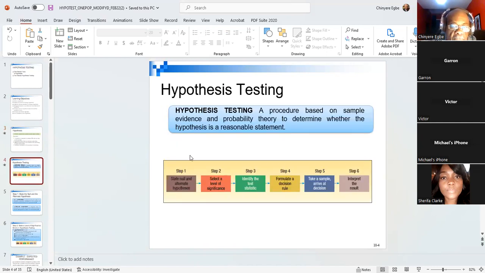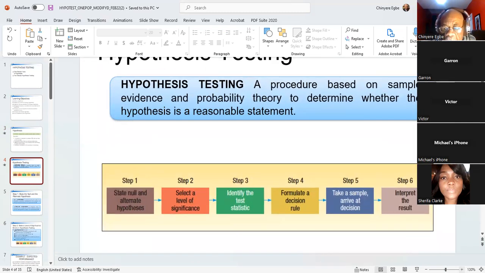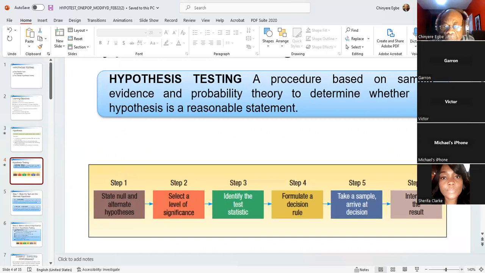And so the 6 steps, and I'm going to make this bigger, and you see it bigger now. You state the null and alternate hypothesis. You must state a null hypothesis and then state an alternate. You state the level of significance. I'm going to test at 1% level of significance. I'm going to test at 2% level of significance. I'm going to test at 1.5% level of significance.